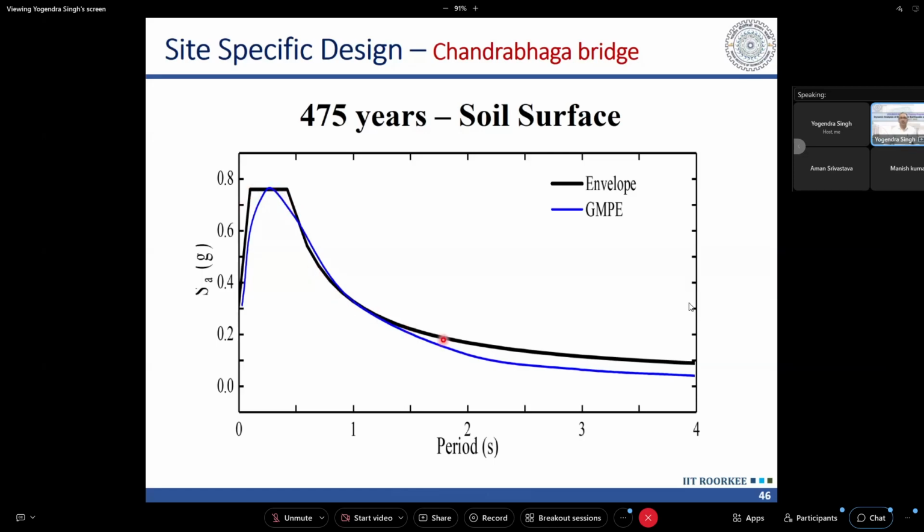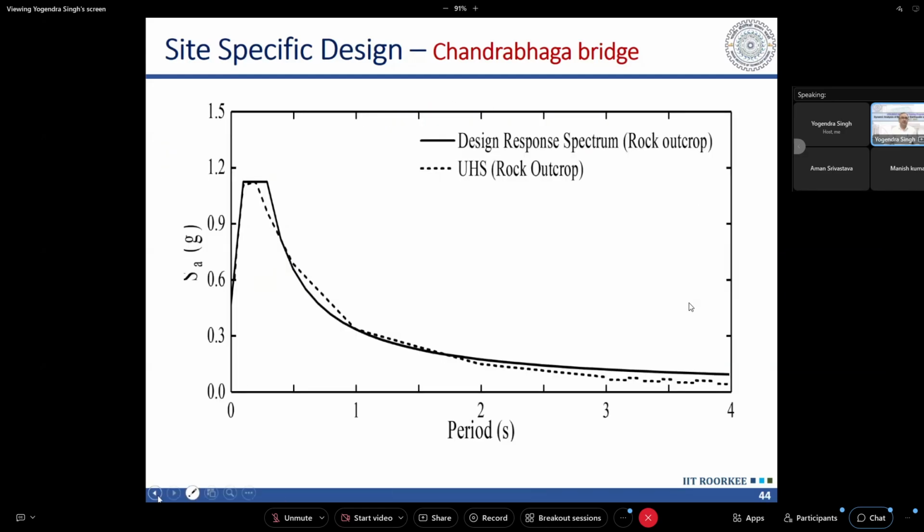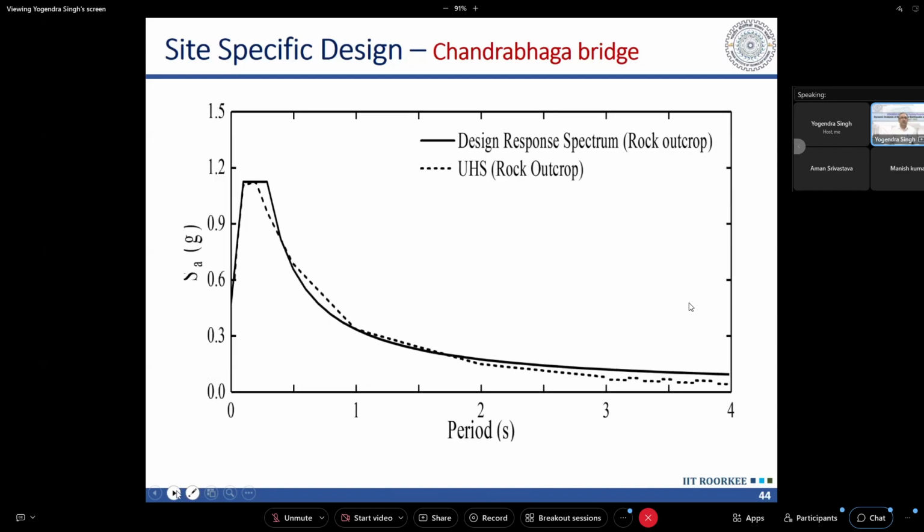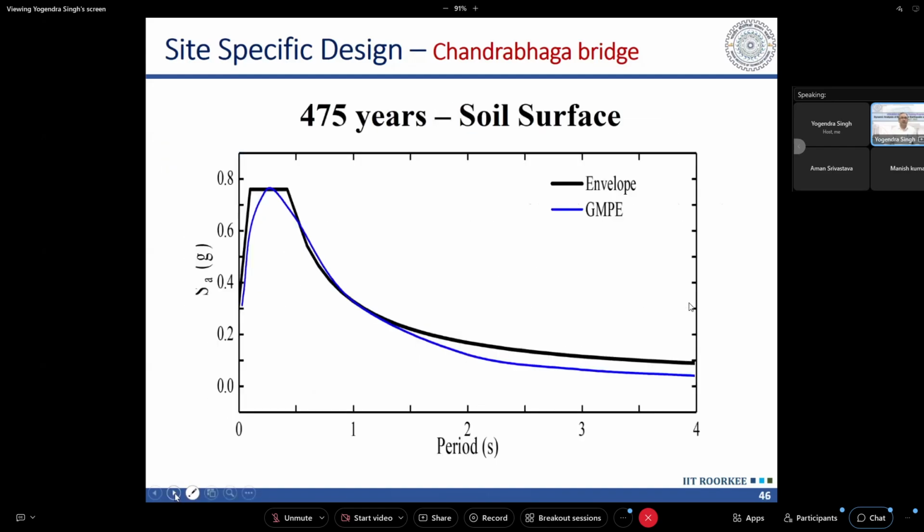Secondly, you see that the shape has also changed. If you look at the 1 second value, that will make a lot of difference. At 1 second now, it is roughly 0.4. Whereas in the previous case, in 475 years return period, at 1 second, this is much smaller, less than 0.3 G. Whereas now it has increased to more than 0.4 G. So in the long period range, because of soil, the effect is more.